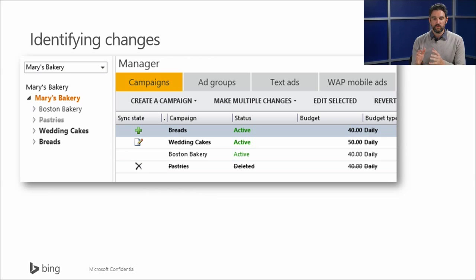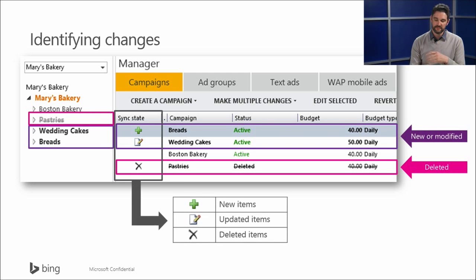Some of the things within the Bing Ads editor that you're going to be presented with, I've got a number of different icons and alerts that you can see to help you understand what has happened. First of all, anything that's new or modified, we're going to see this green plus sign. If it's been an updated item, you're going to see this little notepad, WordPad type of notification. And the last one is that of deleted.